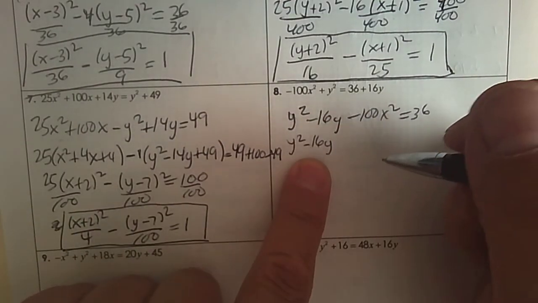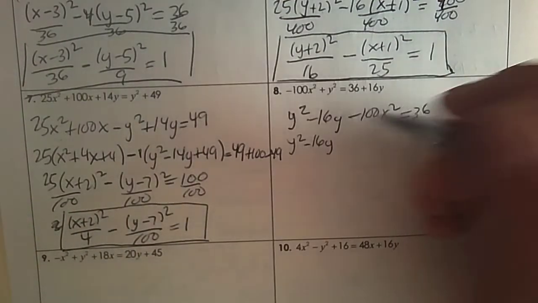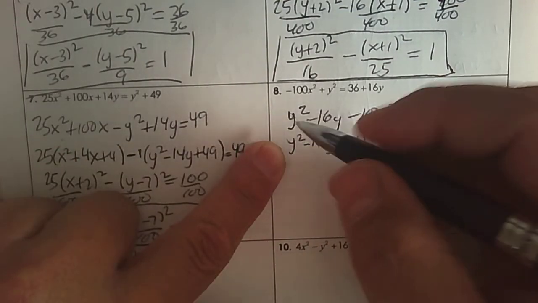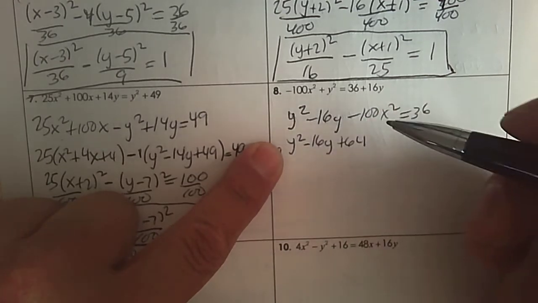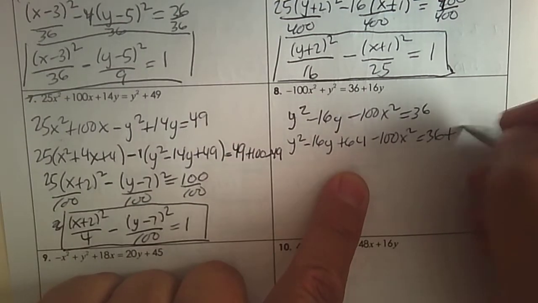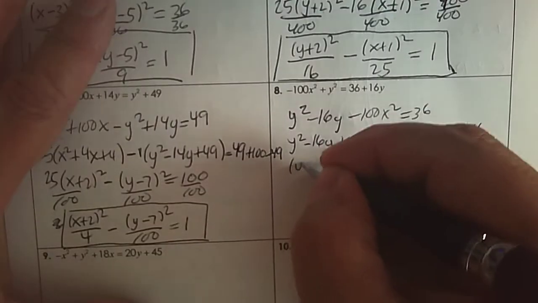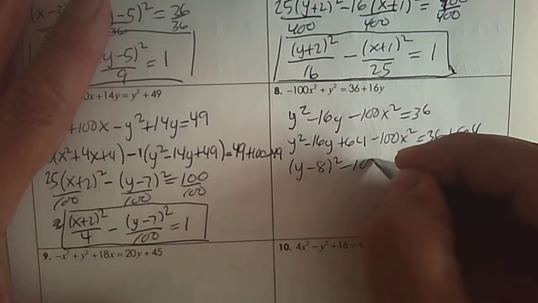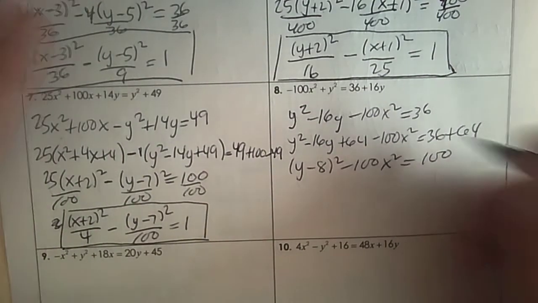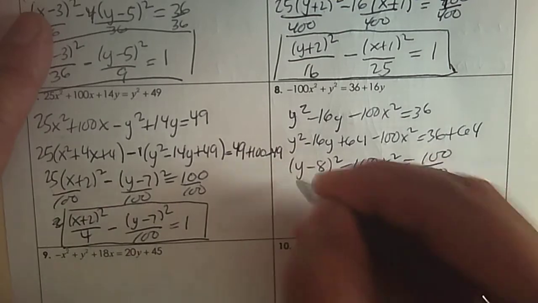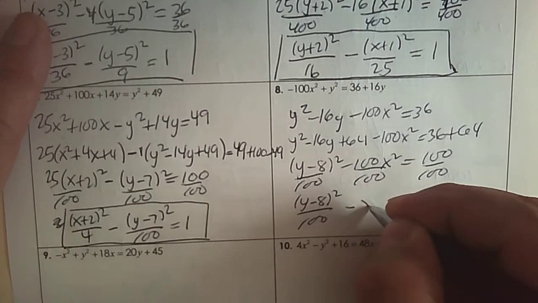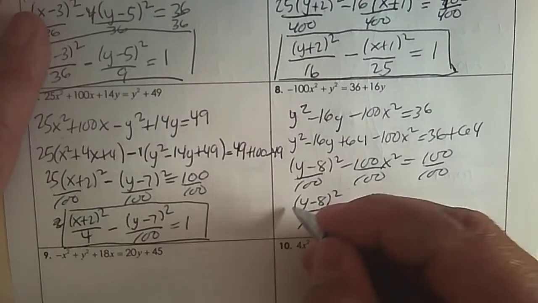So for the y, I'm going to divide by 2. Negative 16 divided by 2 is negative 8, and square it, it is 64. Note that there's no reason to factor first because it's a 1 for the y squared. And then what do I add to the other side? Because it's positive, 64. So I'm going to factor. That's y subtract 8 squared. That's negative 100x squared, and that is 100. So again, I'm going to divide everything by 100. So I have y subtract 8 squared divided by 100 minus x squared, that's equal to 1.